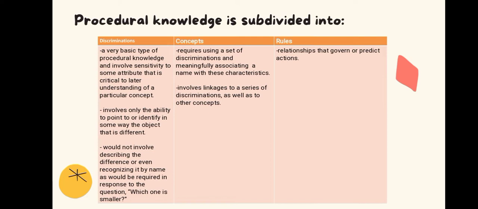Next is the rules. So rules are the relationships that govern or predict actions. This includes formulas governing the conversion of temperatures from the Celsius to Fahrenheit scale, or the rule that governs the use of the indefinite article a or an in a sentence, or a particular procedure in algebra used to isolate a single unknown on one side of the equation. So basically it's all about the rules in a particular field in learning, obviously. So let us proceed.